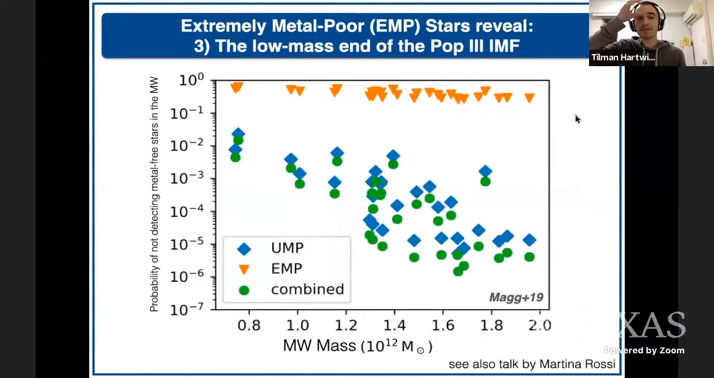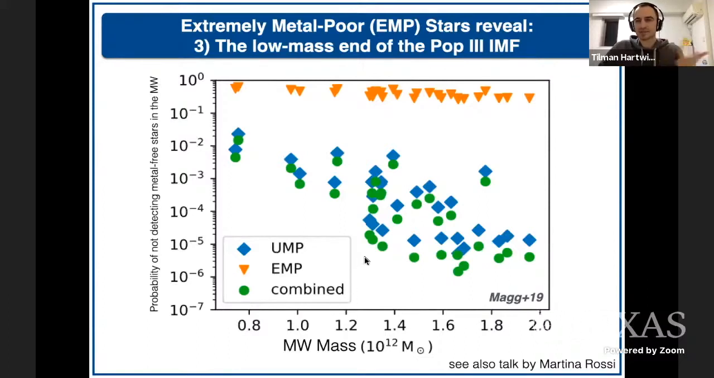And the last point, what extremely metal-poor stars can reveal about the first stars is on the low mass end. And here the idea is, if the first stars' mass is less than 0.8 solar masses, then they should survive until the present day. And we should see them as metal-poor stars. And so this is a study by Mathis Mack, which shows the probability of not detecting metal-free stars in the Milky Way as a function of the Milky Way halo mass.